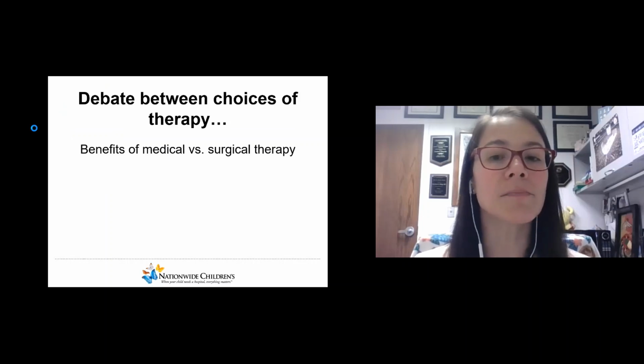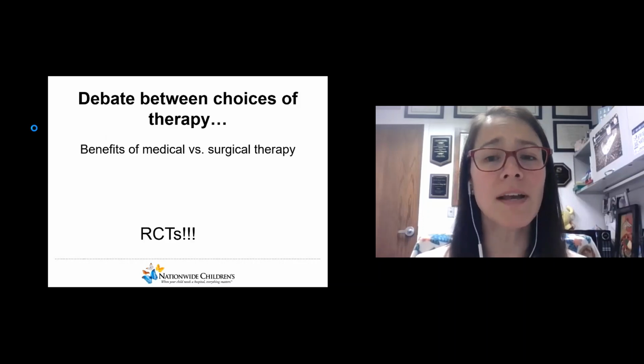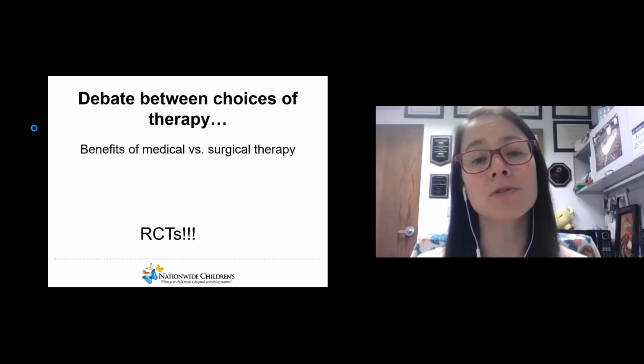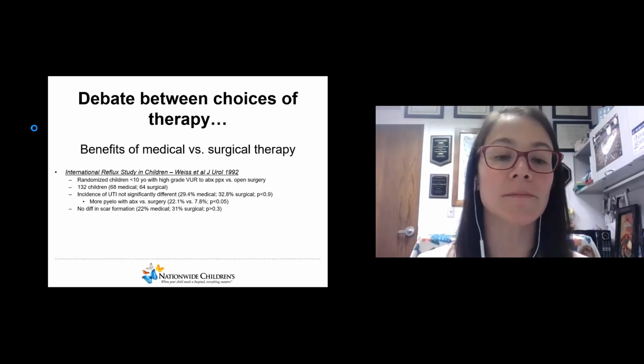So once it's been decided on using medical therapy in the form of an antibiotic treatment, the next debate is, do we use antibiotics as the medical therapy or do we proceed with surgery? And to help try and figure this out, there are some randomized controlled trials that compare these two different treatment modalities. So there's the International Reflux Study that randomized children with high-grade reflux, again, reflux grades 3 to 5, to antibiotic prophylaxis versus open surgery. And they found the incidence of urinary tract infections was not significantly different between the two groups. They did find, though, that pyelonephritis was more common in those on antibiotic prophylaxis compared to those who underwent surgery, but there was no difference in scar formation.